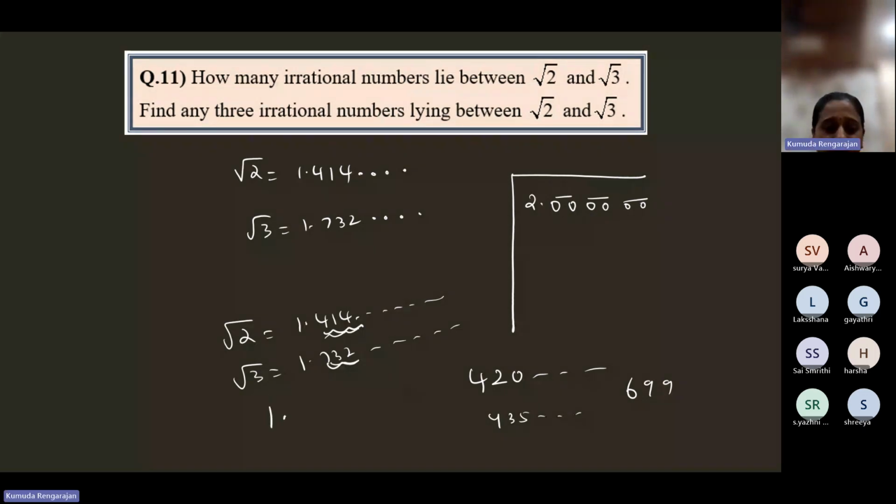So make sure you write 1 point. You cannot write 2 point something. You should not write 0 point something. It should be between these two numbers. So it should be 1 point, and write a number after 414, 415 say. And it should be before 732, which is 731. After 414, 415, from there till before 732, so 731. There's so many numbers.